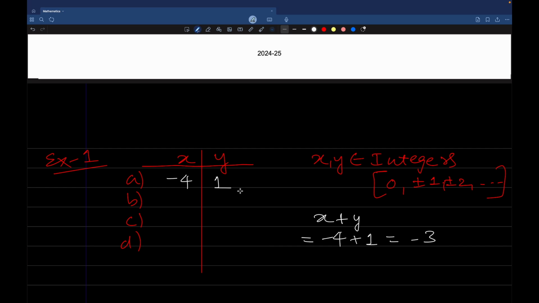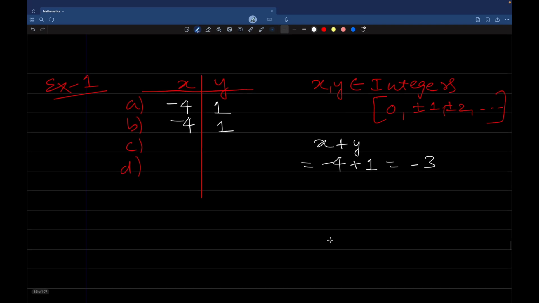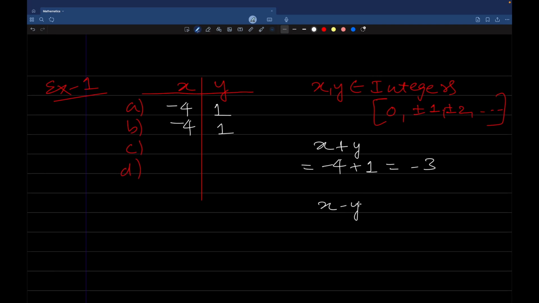Then question number 1b says that we have to find x and y such that the difference is minus 5. So we can take x as minus 4 and y as 1, then we will get the difference x minus y equals minus 4 minus 1, that is equals to minus 5.